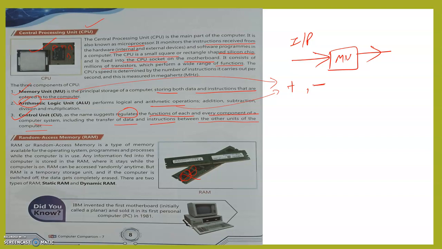Clear? What is the CPU? The CPU is known as the central processing unit. It is basically a small square rectangular shaped silicon chip, fixed on a CPU socket. CPU speed determines the number of instructions executed per second. It has three main components: memory unit, arithmetic logic unit, and control unit. The memory unit is used to store data and instructions, the arithmetic logic unit performs arithmetic operations, and the control unit controls the data transferring from one device to another. Clear? So that is the functioning of the CPU.